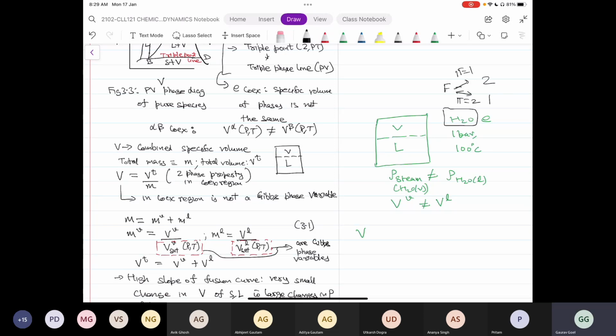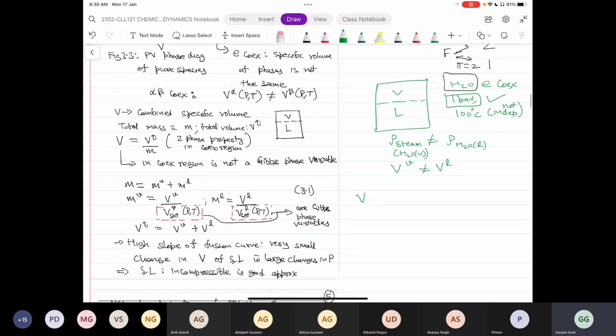Here that means I have coexistence, so I just need to tell you one of these two. That's why I told you pressure. Temperature would not have been an independent quantity because the degree of freedom is only 1. If I tell you 1 bar, you would tell me the temperature is 100 degrees Celsius. And if it was only one phase, then I would need to tell you both P and T.